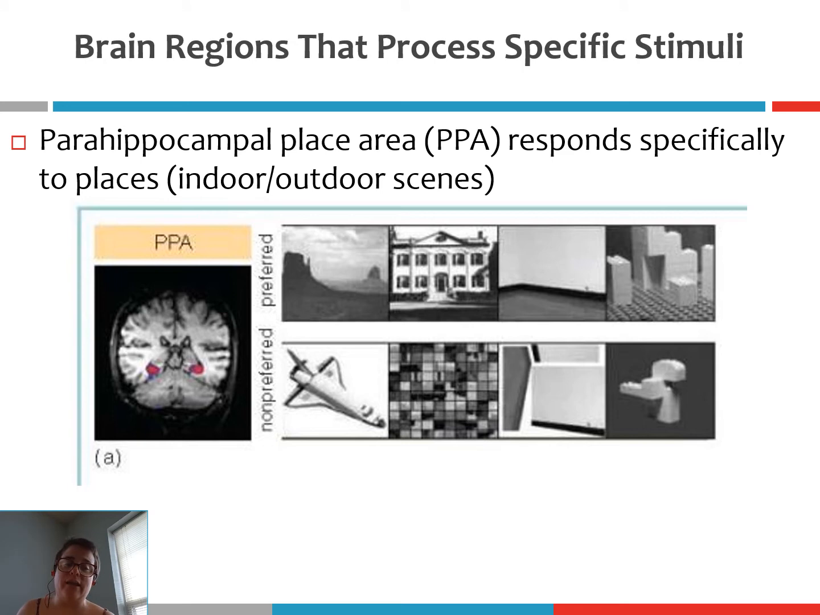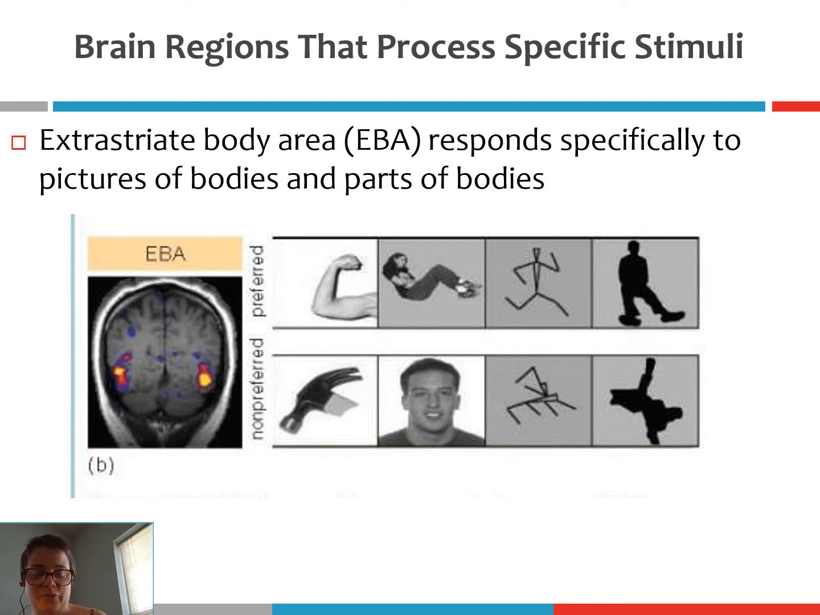There is also another region of the temporal lobe called the parahippocampal place area. And if we stick people into a brain scanner and show them pictures of places or indoor and outdoor scenes, they show increased activation in this particular region. Whereas they don't show increased activation when they're looking at everyday objects, right? So again, we have evidence that there's another brain region that seems to be specialized in perception of indoor and outdoor scenes in the parahippocampal place area.